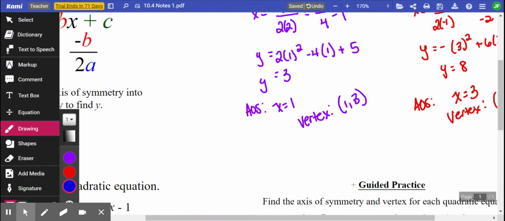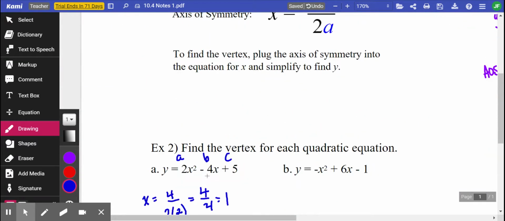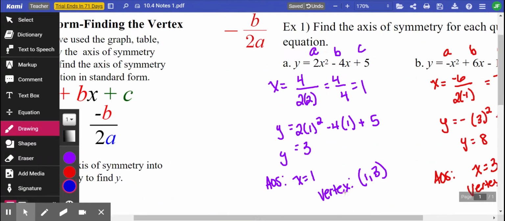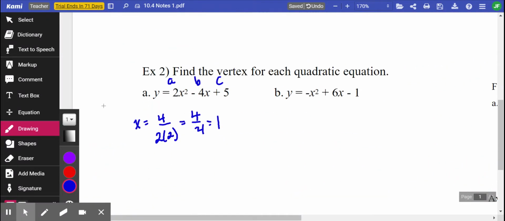Why does that look really familiar? Because we just did those, right? Exact same problems. All right, let's not do that. Let's cross that off since we already did it.